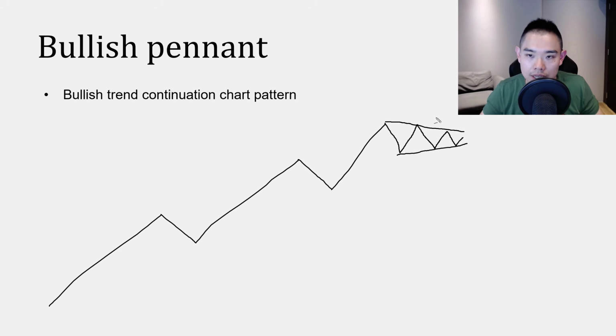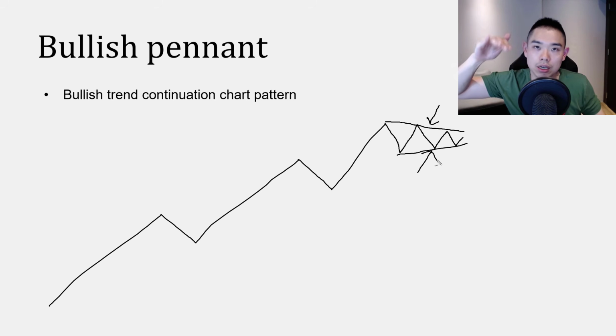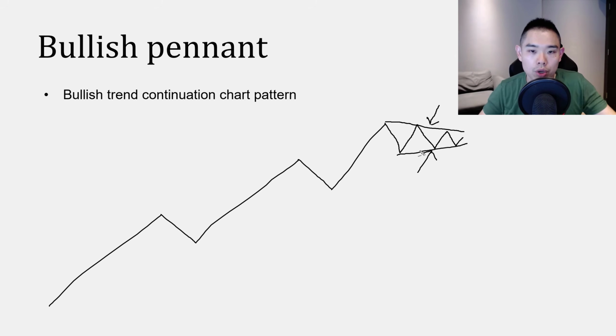If you draw these lines at the top and at the bottom, you'll be able to connect the lower highs and the higher lows. So when you see this type of price action, it tells you that the volatility of the market is getting smaller. It's telling you that volatility is shrinking. And as you know, volatility in the market is never constant. It moves from a period of high volatility to low volatility and vice versa.